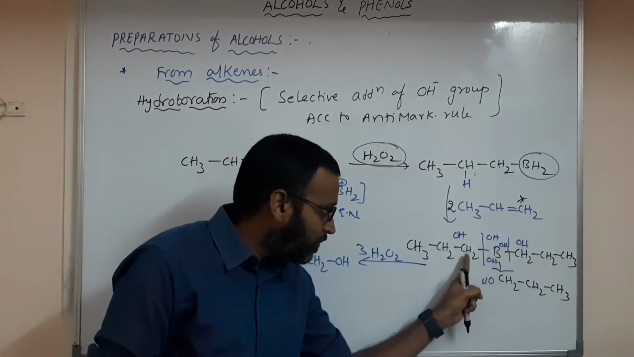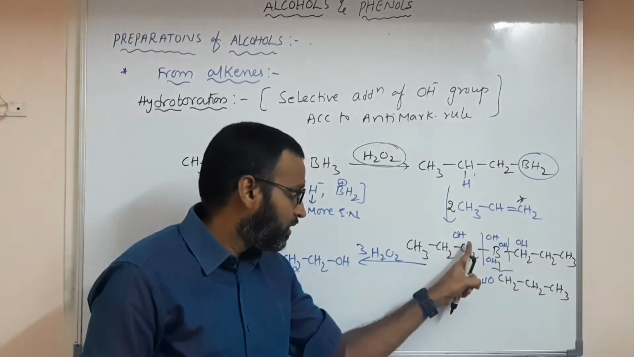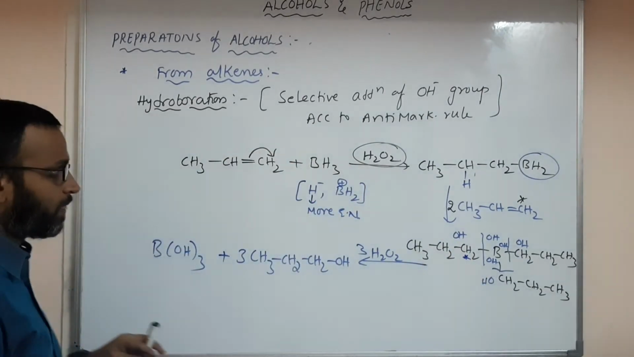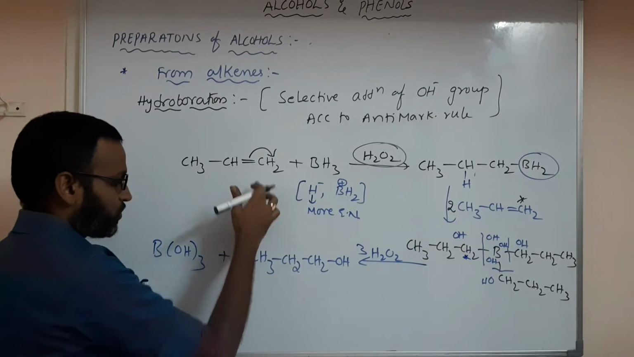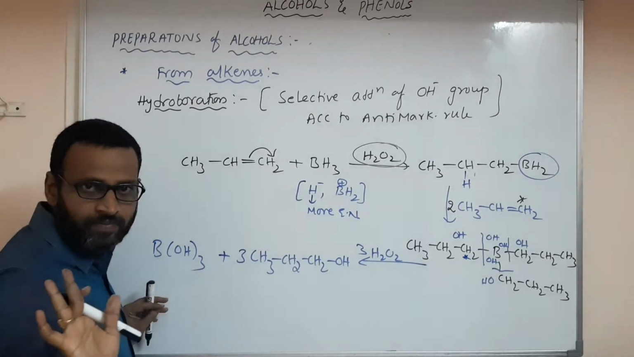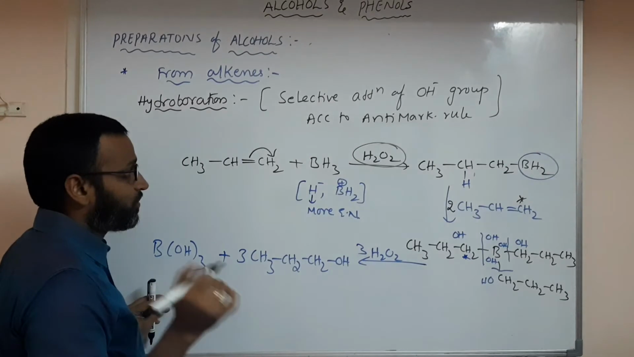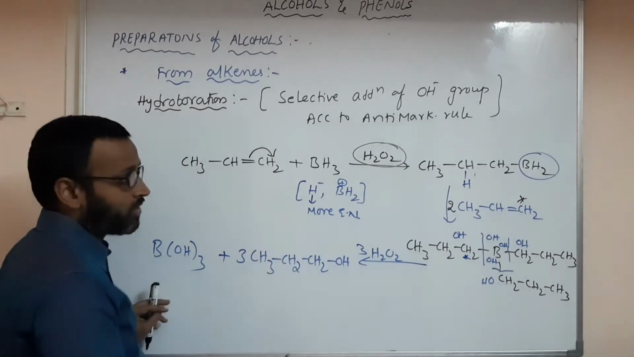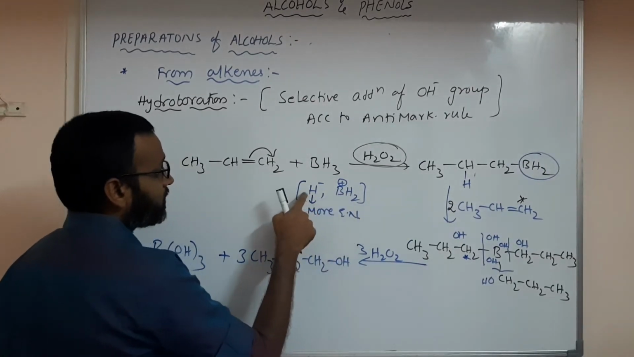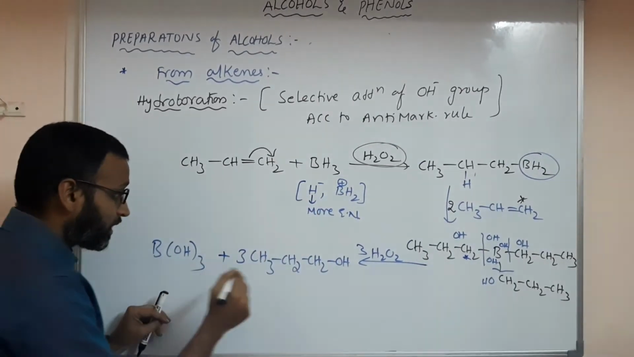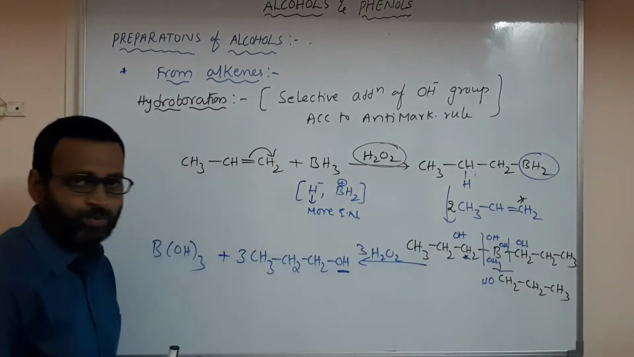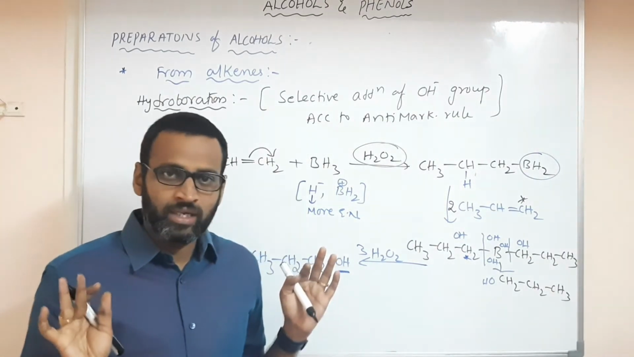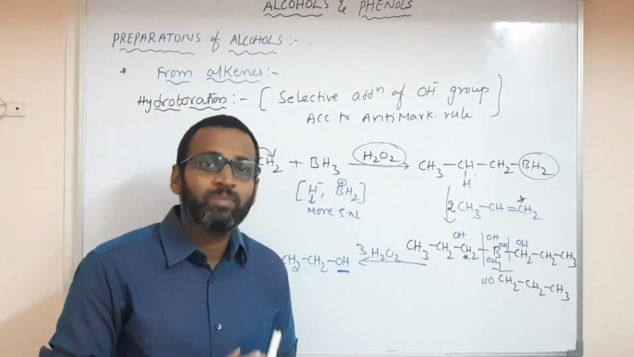Understanding? This carbon and boron bond will break, and at this particular carbon you are having OH. That means where you are having BH2, there only you are having OH. Some people think the negative species will add to the double bonded carbon which has more hydrogens. No sir, I am talking about this hydroxy group, the OH group, because hydroboration is nothing but alcohol formation. Alcohol formation means OH minus.